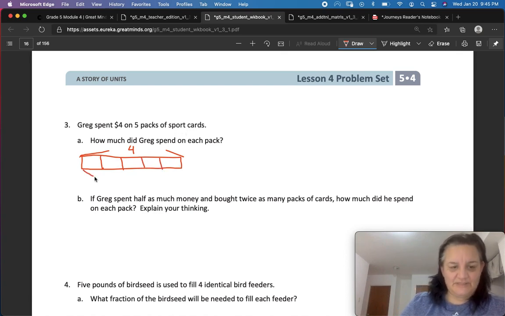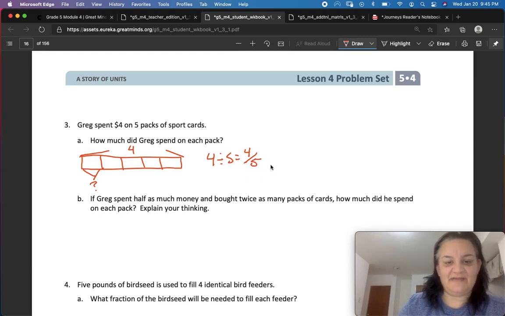How much did he spend on each pack? Well, 4 divided by 5 equals 4/5. So he spent 4/5 of a dollar. I can actually figure that out if you want me to figure that out. Now that we've figured out the tape diagram, let's just check our work. 4/5 of a dollar. So that would be $4.